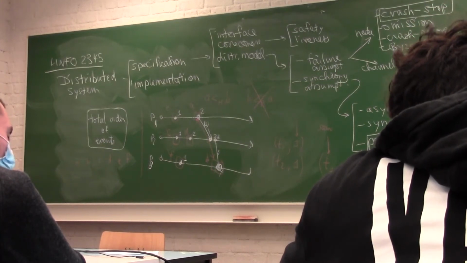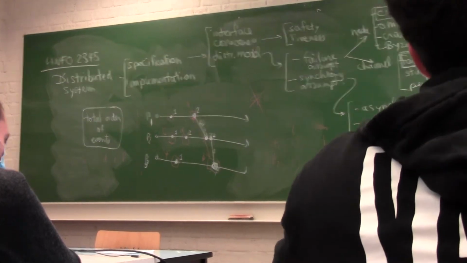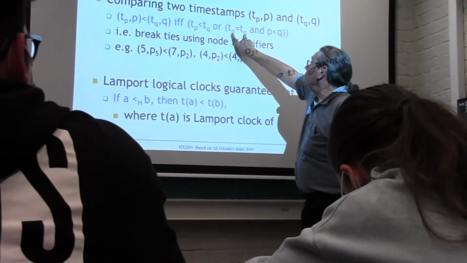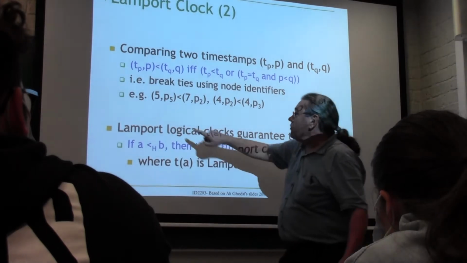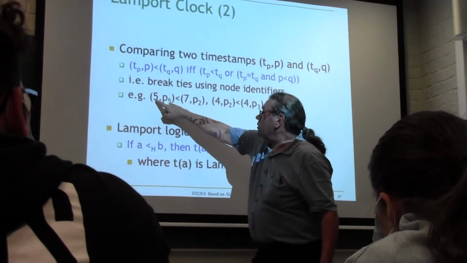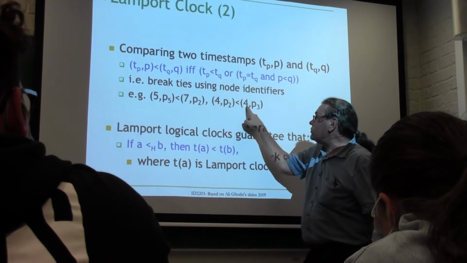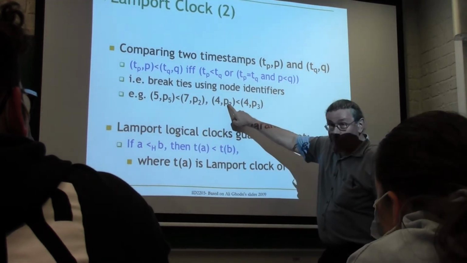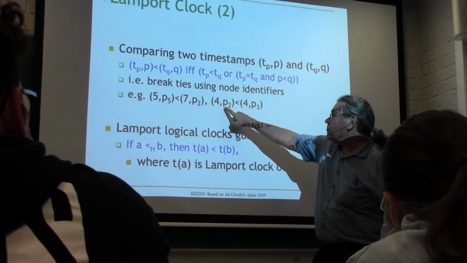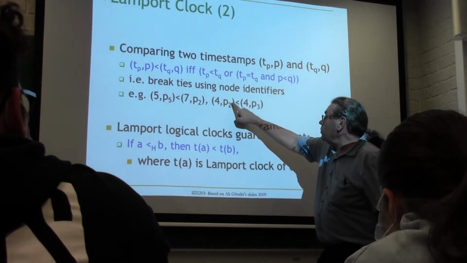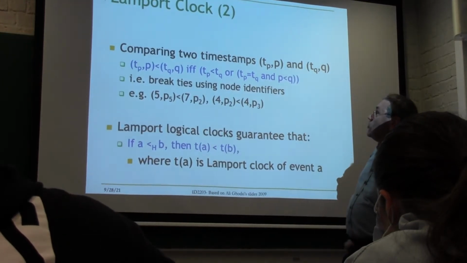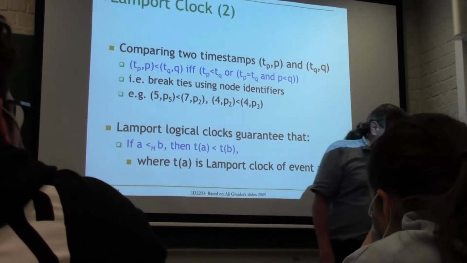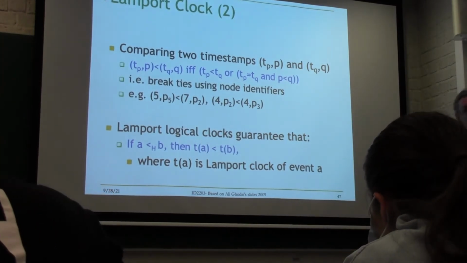So the idea is, if the two Lamport clocks are the same, then you use the process ID to break the tie. So if I have event 5 and event 7, it'll be less. But if I have two event 4s, they have to be on different processes. They cannot be on the same, otherwise it's the same event. Then we will assume that P2 is less than P3. So we can use the Lamport clock to build a total order.